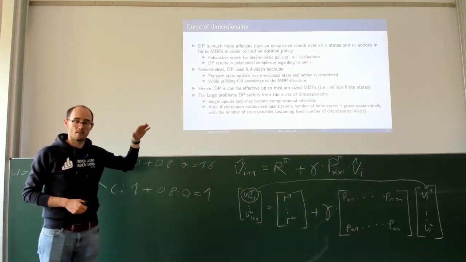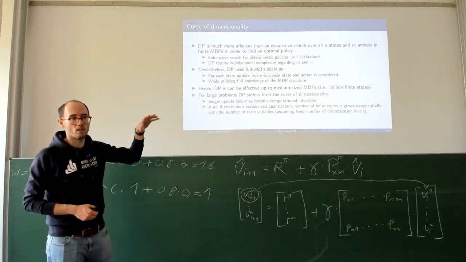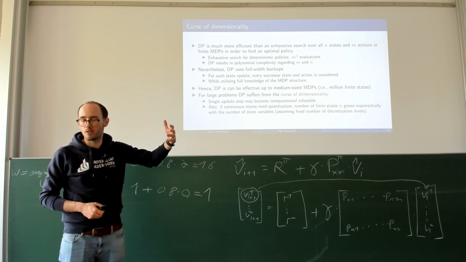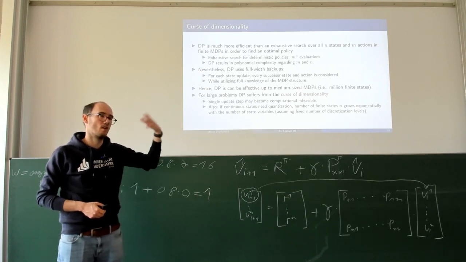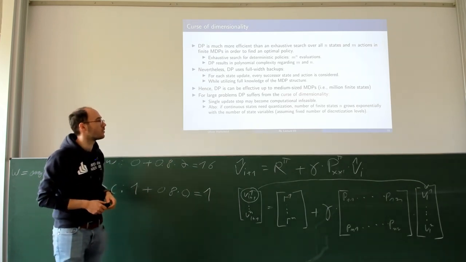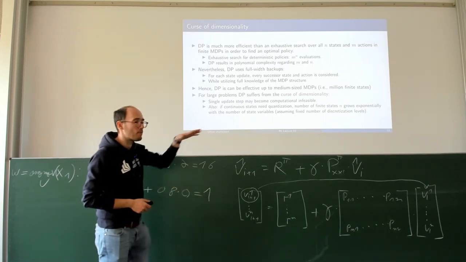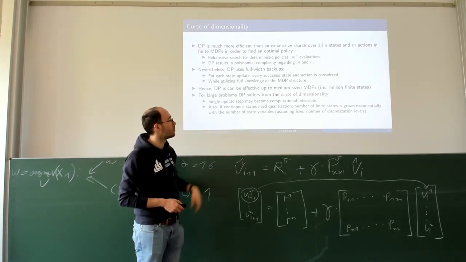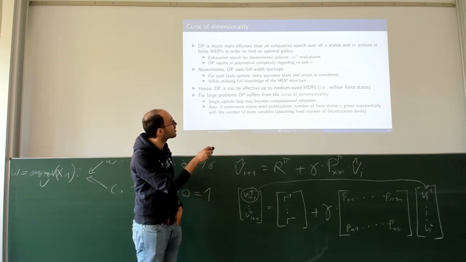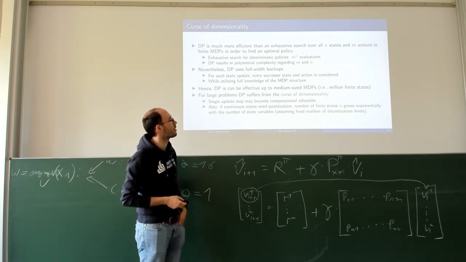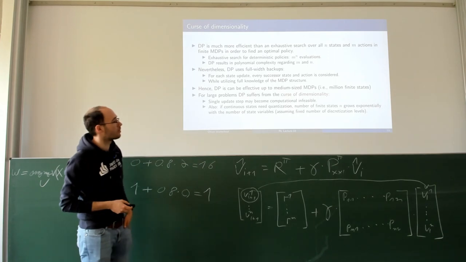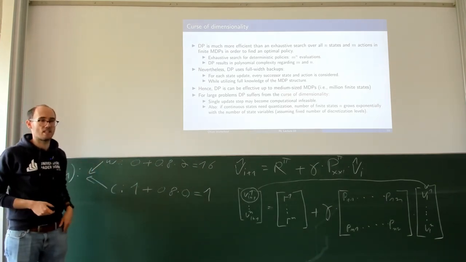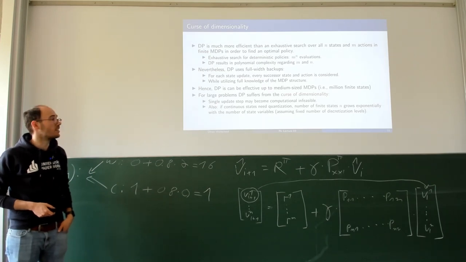So given your computational performance, your computational opportunities on your personal computer or some HPC center or whatsoever, there will be an upper limit where dynamic programming can really be used in a feasible way, because at some point even this polynomial complexity with respect to M and N will become infeasible, because you basically need to update the entire state space in one shot.